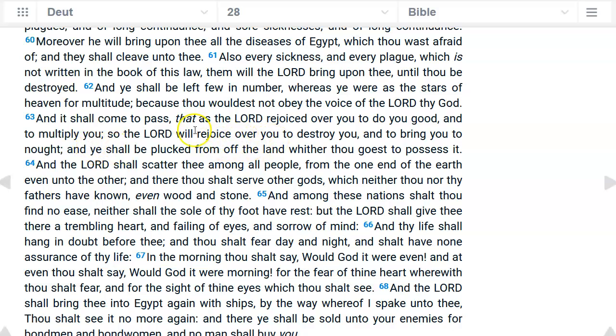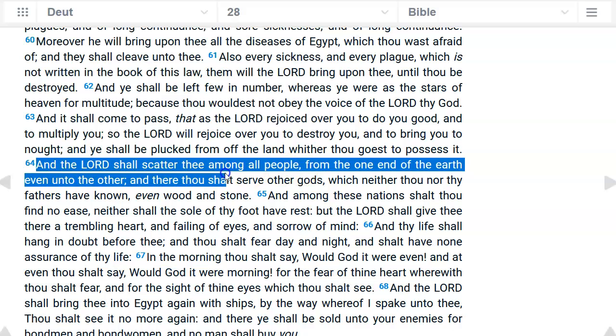And I will read this one because I believe this one counts too. And it shall come to pass that as the Lord rejoiced over you to do good and to multiply you, so the Lord will rejoice over you to destroy you and to bring you to naught. And ye shall be plucked from off the land whither thou goest to possess it. So when the Israelites were scattered, oh, there's the word right there. And the Lord shall scatter thee among all people, from one end of the earth even unto the other. And thou shalt serve other gods. There's that verse again. But again, God has scattered them.